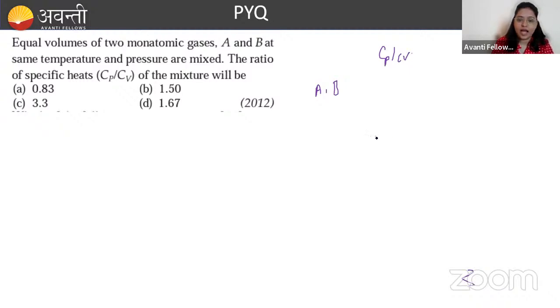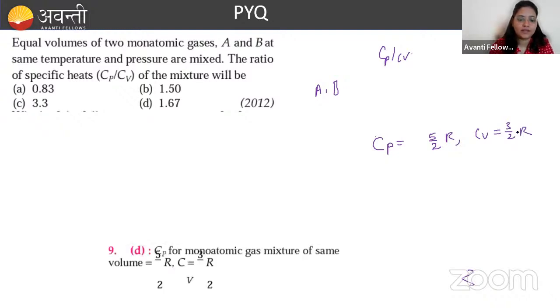Cp and Cv are related how? Cp is equal to 5 by 2 R, and Cv is equal to 3 by 2 R. So just do this division: 5 by 2 divided by 3 by 2. What will be the answer?